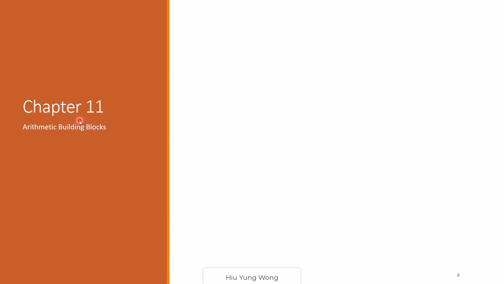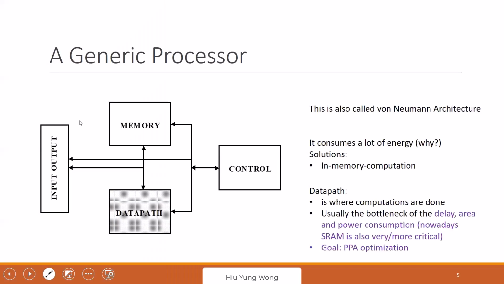Right? Now, with this, our goal is to build a larger system, right? And the first thing is the arithmetic building block, right? How do we do addition, subtraction, multiplication, division? All these things are very important in the CPU, right?